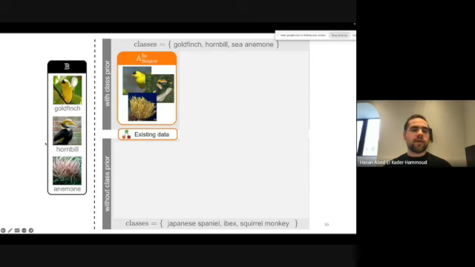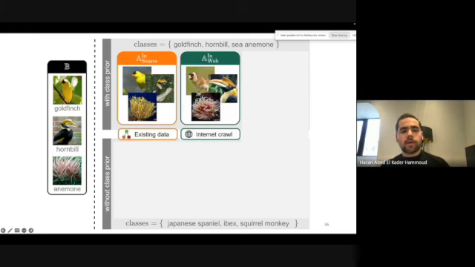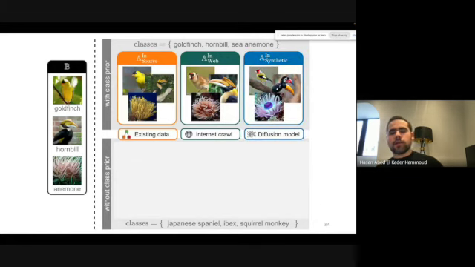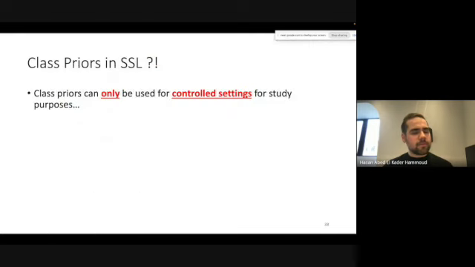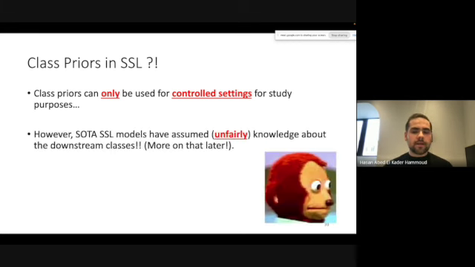Let's say you take Tiny ImageNet, half of it, and then you augment it with the other half, and this is what we did here. Or you can simply go over the internet and crawl a bunch of images, or run a diffusion model, generate images, and augment them to your training set. However, there's something important here. All of those assume class priors. They assume that you know the classes in your dataset. And this is not true. This is only possible for controlled settings, but in actual scenarios, you would not know the downstream classes ahead of time. And here we bring in a note that there's one SSL technique, which is pretty famous, DINOv2.